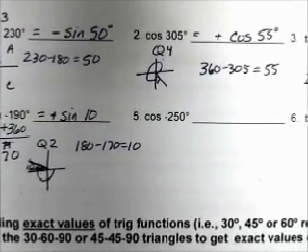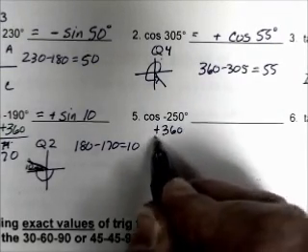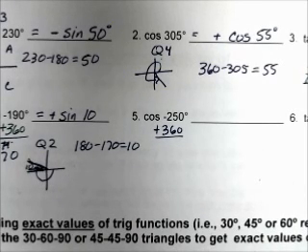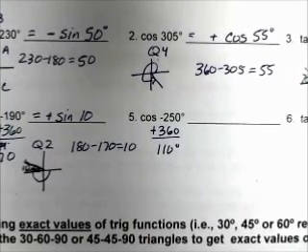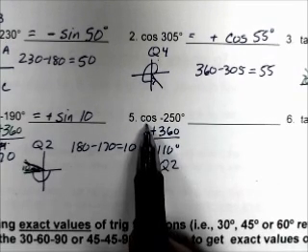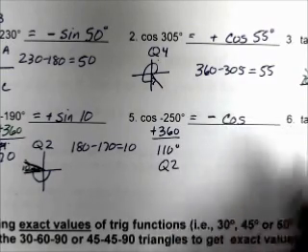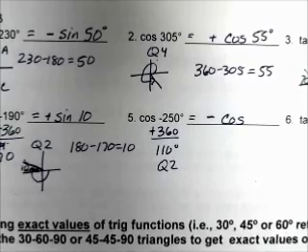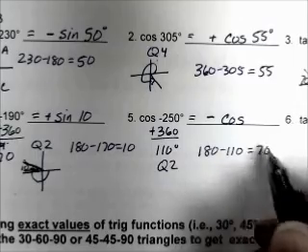Next, the cosine of negative 250. All right, I'll do this one where I'll add and get the coterminal angle. Coterminal angle is 110. A 110 degree angle would end up in quadrant 2. In quadrant 2, is the function cosine positive or negative? It's negative, so this is going to equal negative cosine of the reference angle. In quadrant 2, the reference angle is 180 minus 110, which is 70.